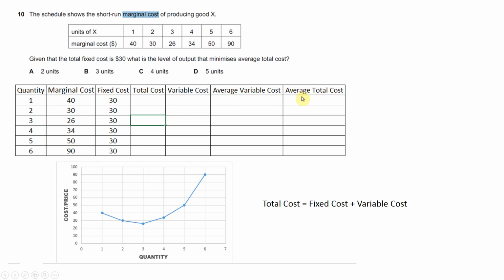Now, the average total cost comes from this equation here. Total cost equals fixed cost plus variable cost. So we have total costs, we have fixed costs already established, we have variable costs, but to get average total cost, we need the total cost divided by each quantity. So for example, the average total cost here will be this total cost divided by 1. And so on. This average cost here is this total cost divided by 2. So we need to fill in these columns as we move along to get this information.